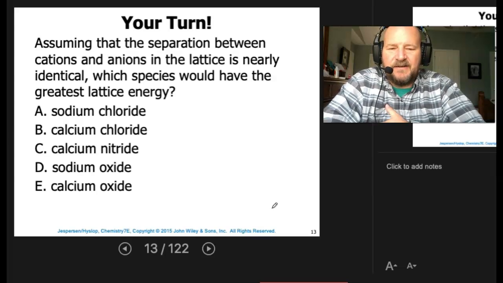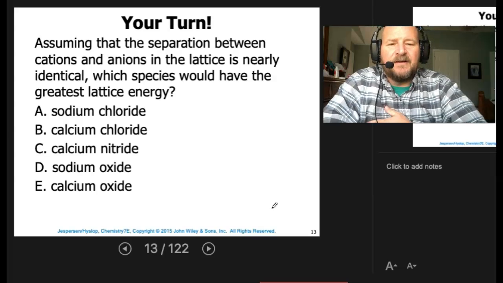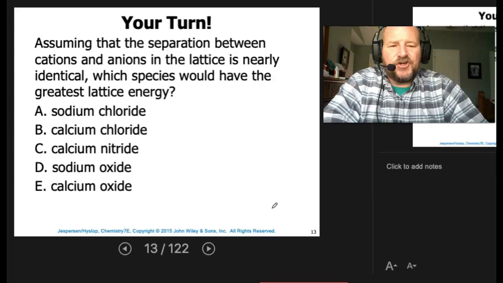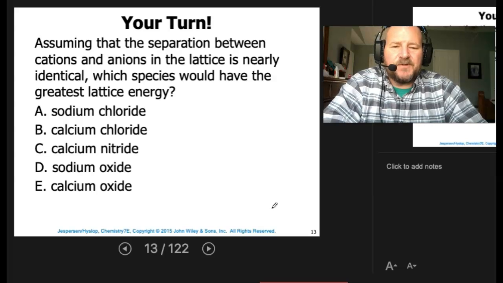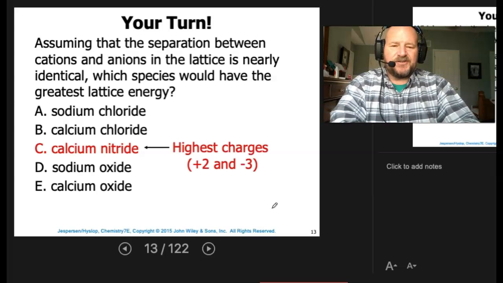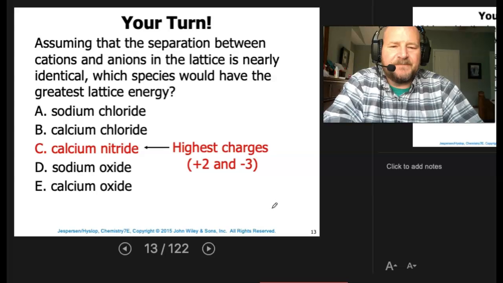Calcium oxide, -2 +2. Now remember, all the distances are supposed to be the same. That's one of the assumptions we're making. Not a very good assumption, but it's an assumption, which means we're looking at solely charge, right? And which ones have the greatest charges? And of course, that's going to be C. And that's because you have the highest charges, a +2 and a -3.